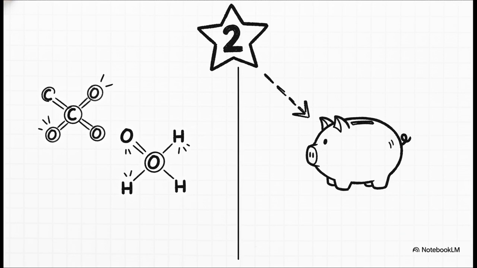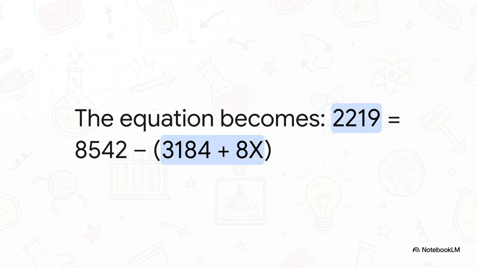Right, mark number 2. Now we do the same thing for the other side of the equation, the energy we get out when the new bonds are formed in the products. We're making 3 carbon dioxide molecules, which have a total of 6 C=O double bonds, and we're making 4 water molecules, which have a total of 8 O-H single bonds. We add all of that up, and the total energy released from making bonds is a whopping 8,542 kilojoules per mole.